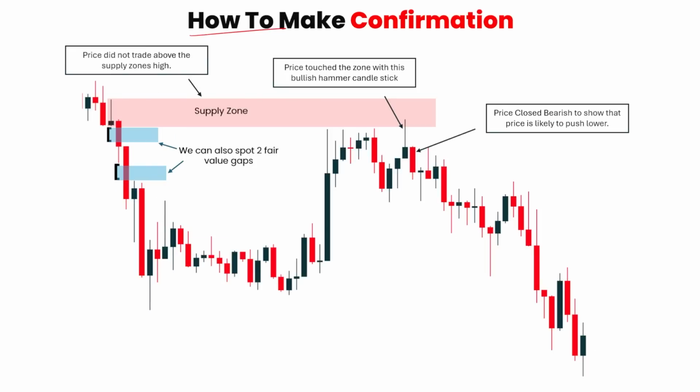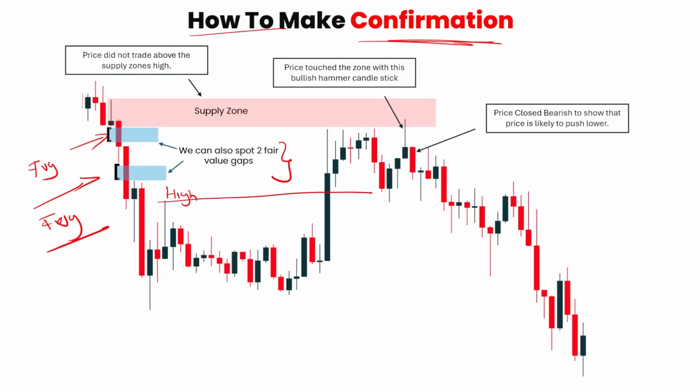Let's move forward. Here we are going to talk about how to make confirmations again. We can see that we have a fair value gap and another fair value gap around this area. We have two fair value gaps. You can clearly see that price traded above this high to close these fair value gaps, and then price didn't touch the zone until this candlestick. It touched the zone with this candlestick, and then the next candlestick closed bearish. But you won't enter here because your stop loss is here. That's a little bit of high risk, if I may say. So to be honest, I won't even enter this kind of trade. So we will just move on and skip this one for now.